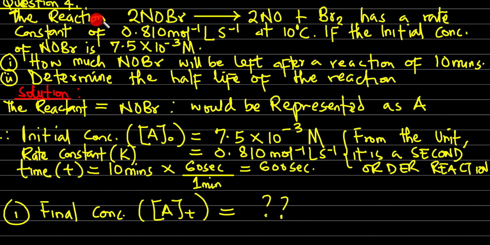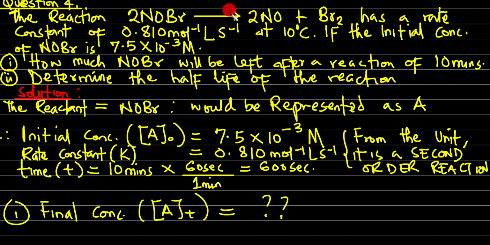Question number 4. They say the reaction 2NOBr giving rise to 2NO plus Br2 has a rate constant of this. Once again, if you look at the unit of this rate constant, it's actually shouting second order reaction. So from the unit of the rate constant, it's very obvious that the reaction is a second order reaction. Now they said if the initial concentration of NOBr is 7.5 times 10 raised to the power minus 3 molar, how much NOBr will be left after a reaction of 10 minutes? Determine the half-life of the reaction.